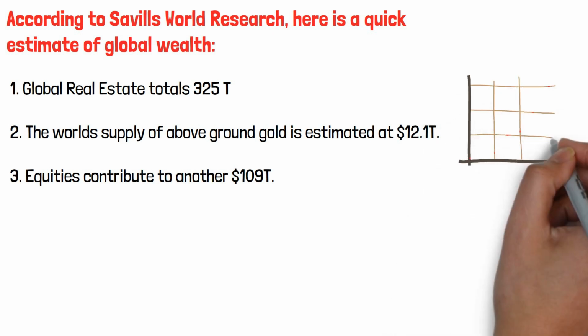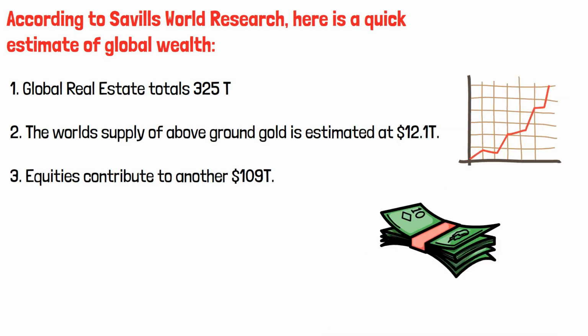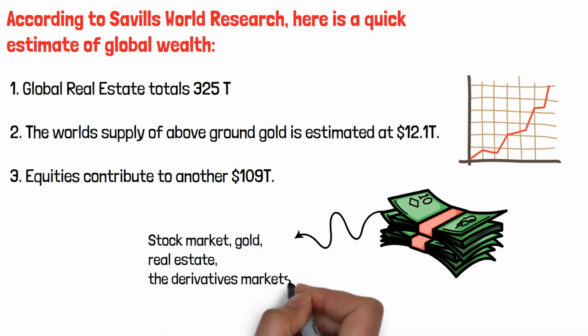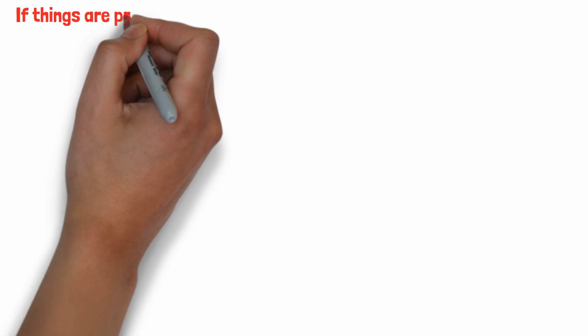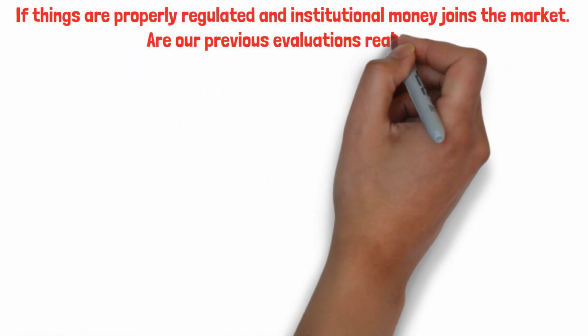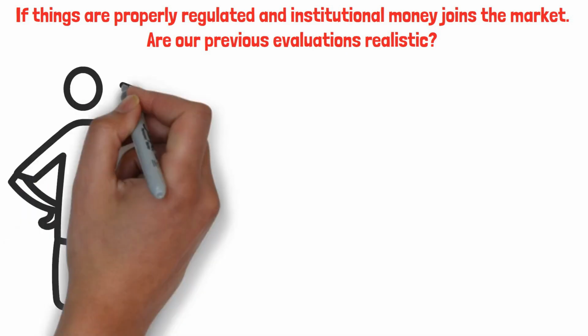Now, look again at the total size of crypto. Look at the adoption curve. Look at how much money is in the stock market. Gold, real estate, not to even mention the derivatives markets. If things are properly regulated and institutional money joins the market, are our previous evaluations realistic? Again, that's for you to decide.